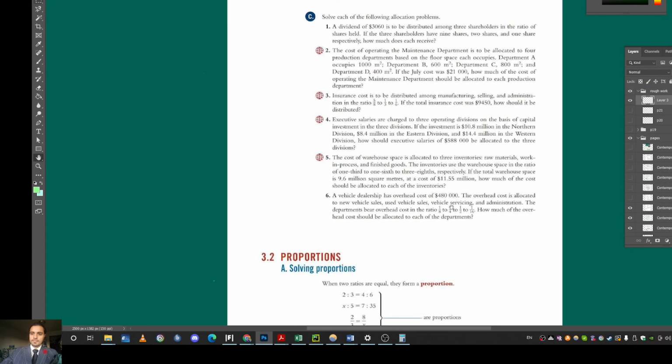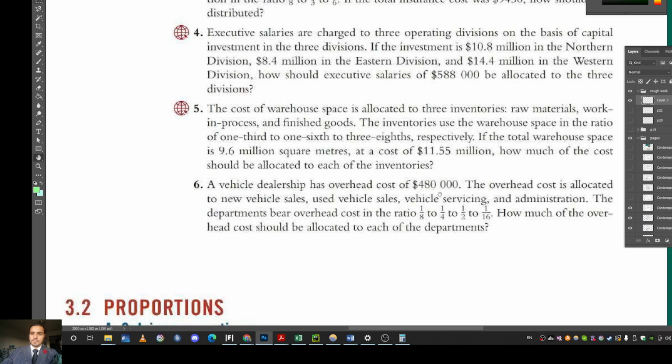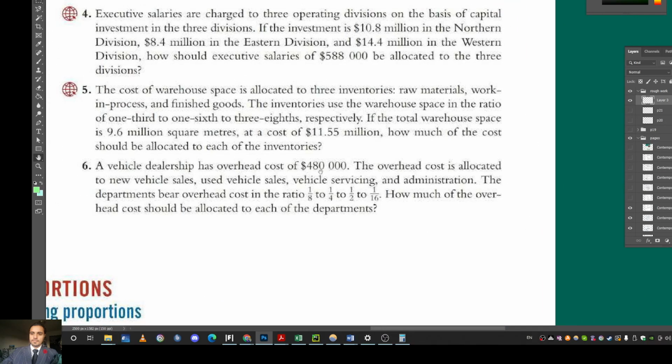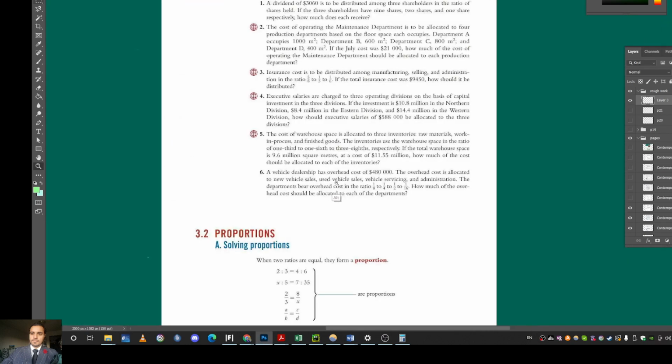Okay, guys, let's do one more ratio allocation problem. So it says a vehicle dealership has overhead cost of $480,000. Overhead cost is allocated to new vehicle sales, used vehicle sales, and vehicle servicing administration. So there's 4 different categories to which this cost is distributed: new vehicles, used vehicles, vehicle servicing, and administration. There's 4 different categories in which this cost is allocated, and this is the ratio that we're given.